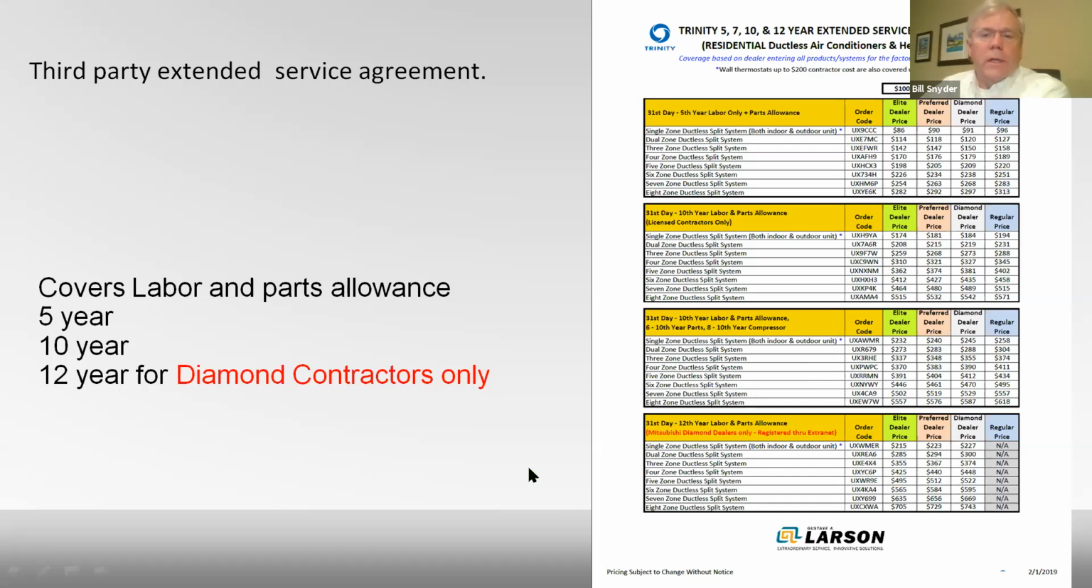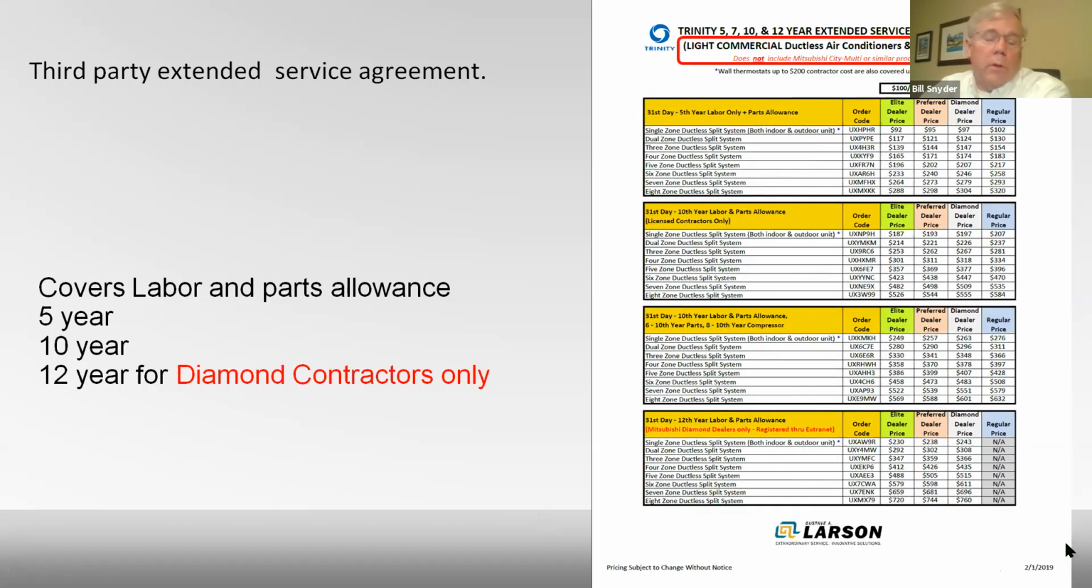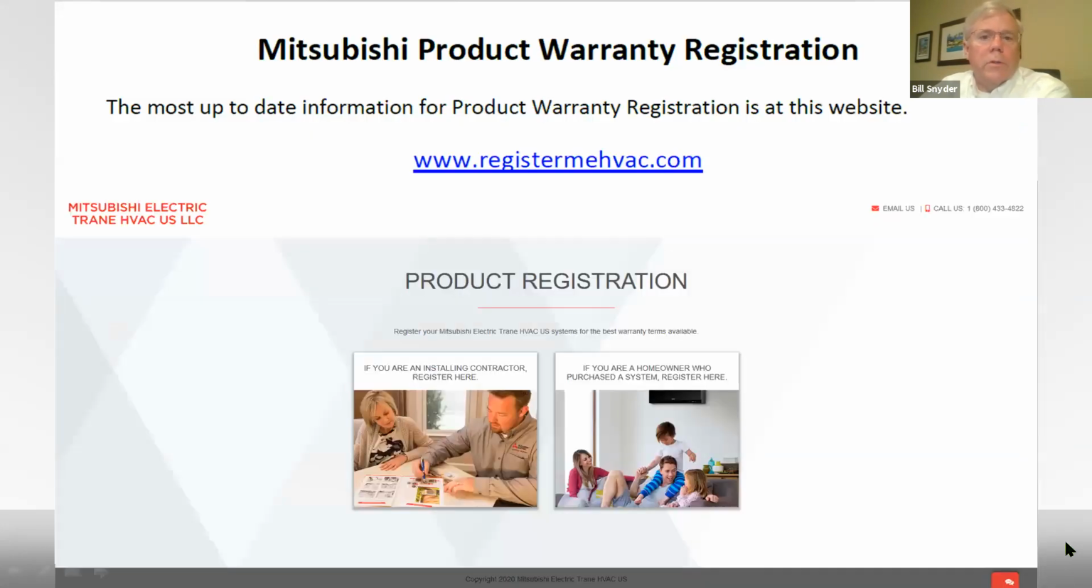It's really more of a sales function, but I thought I'd mention it because it is available if you're interested, and it's available on light commercial or residential. And I mentioned you had to register the warranty. You just go to www.registermehvac, that's ME stands for Mitsubishi Electric HVAC.com. You go there and click on installing, register here.